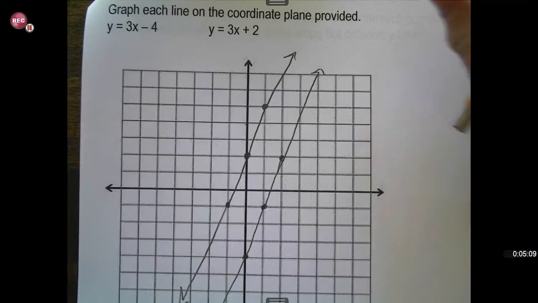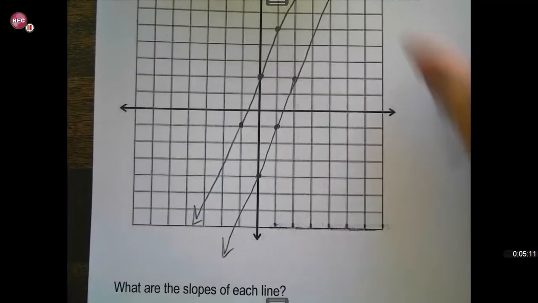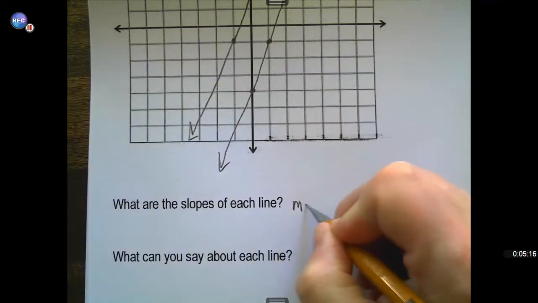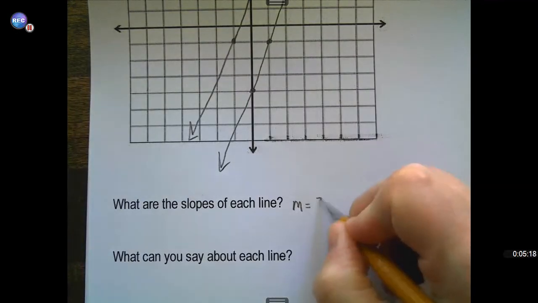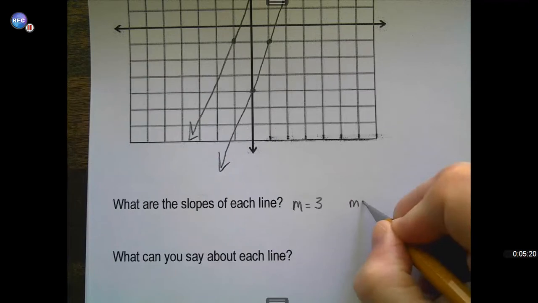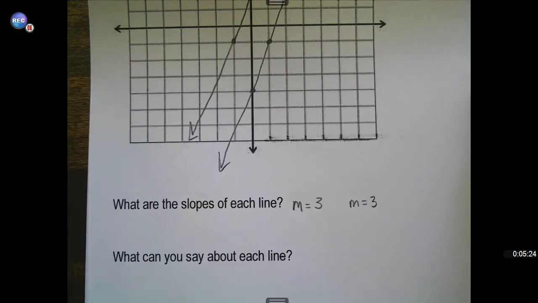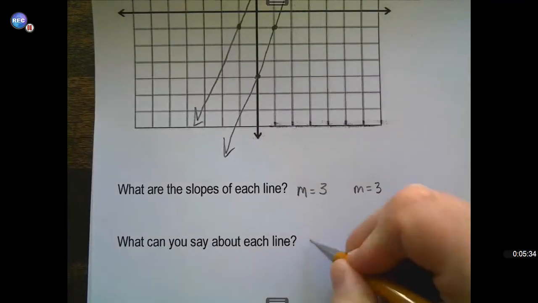And so we say, what are the slopes of these lines? Well, the slope of the line on the left is 3, and the slope of the line on the right is 3. And so these parallel lines, the slopes are equal. Slopes of parallel lines are equal.